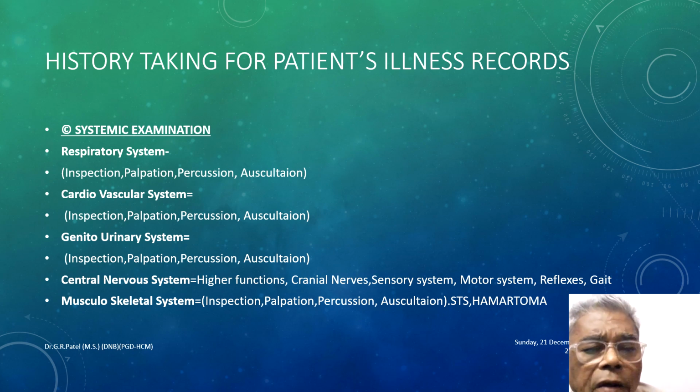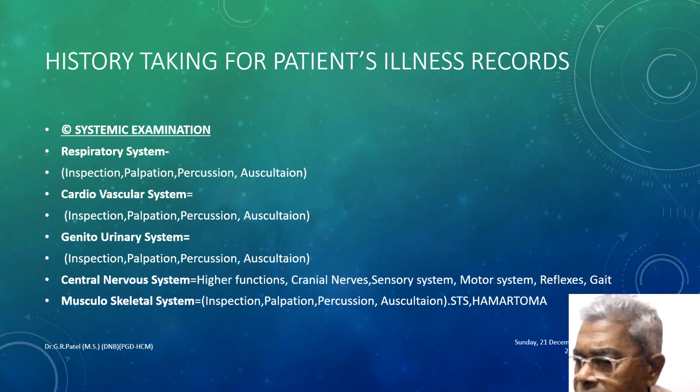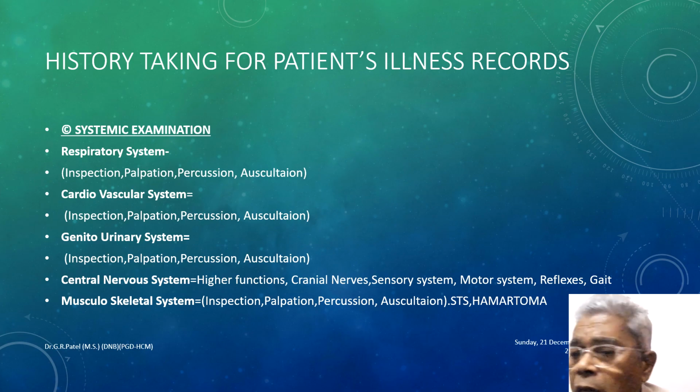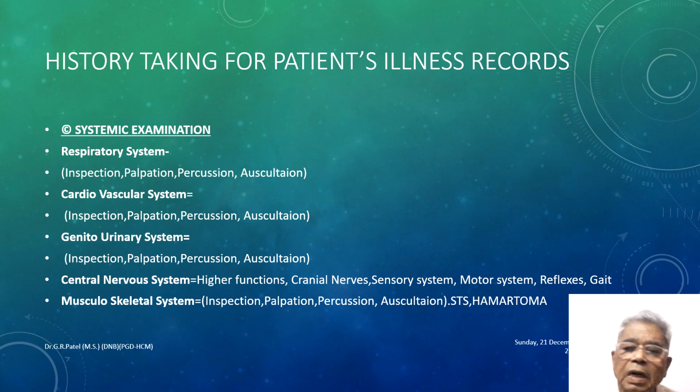Auscultation must be done for any renal artery stenosis in the back area. There might be systolic murmur. Then central nervous system must be examined under the headings of higher functions, cranial nerves, sensory system, motor system, reflexes and gait. Musculoskeletal system: inspection, palpation, percussion, auscultation.